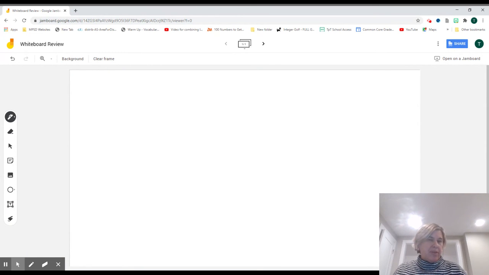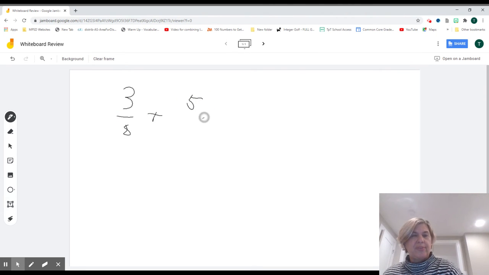Sometimes we have the same denominator, sometimes we do not. But if you remember from your previous work with fractions, when you add and subtract fractions, we need to have common denominators. So today's practice is going to focus on adding fractions. And so to review the strategy, we're going to use this example of 3/8 plus 5/12.